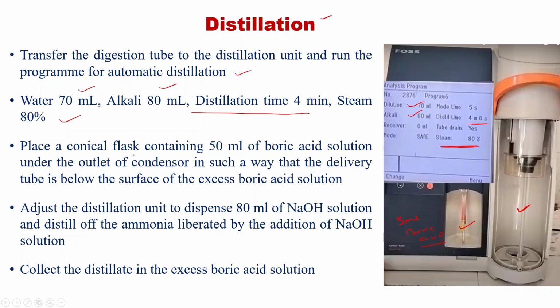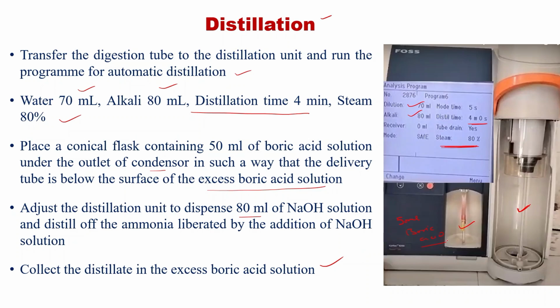Now place a conical flask containing 50 ml of boric acid solution at the outlet of the condenser in such a way that the delivery tube is below the surface of the excess boric acid solution. So here we will keep the conical flask, then adjust the distillation unit to dispense 80 ml, of which 70 ml of water will come, to distill the ammonia liberated and collect the distillate in the excess boric acid.